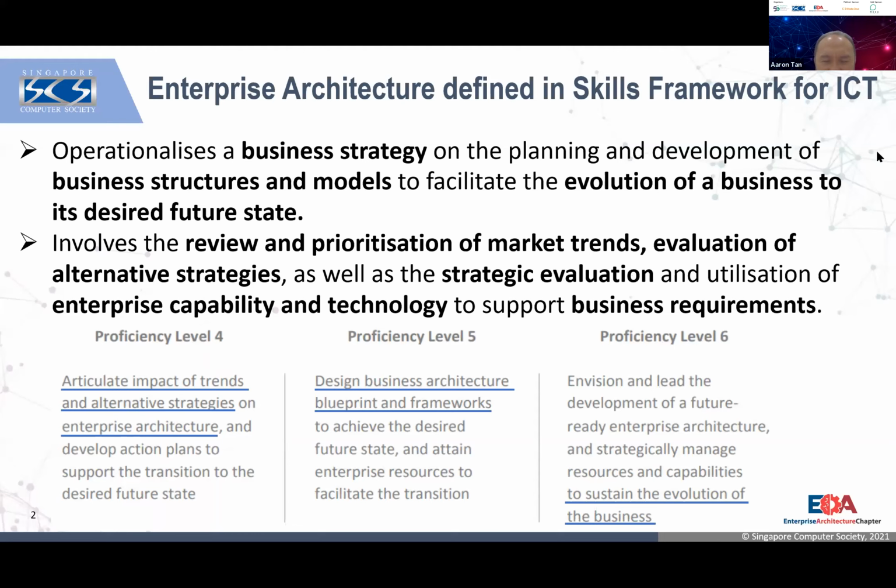So there are levels of proficiency. Actually, there are 6: 1, 2, 3, 4, 5, 6. But enterprise architecture is categorized under levels 4, 5, and 6. So it's quite advanced. The first, bottom part, level 4, is that you need to understand the impact of the trend and alternative strategies on enterprise architecture. That's very, very important, because what we do is help the business to transform. At proficiency level 5, we need to be able to design the business architecture blueprint and framework. So enterprise architects are expected to design the business architecture.